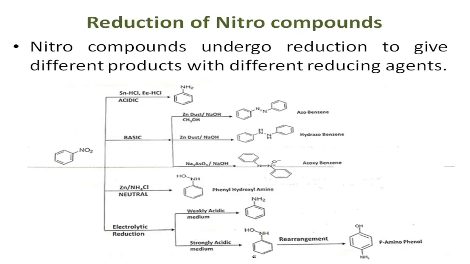Reduction of nitro-compounds. Nitro-compounds undergo reduction to give different products with different reducing agents. Under acidic conditions, with Fe/HCl or Sn/HCl, NO2 is reduced to NH2. Under basic conditions there are 3 types. In basic conditions, nitro compounds react with zinc dust, sodium hydroxide and methanol to give azobenzene.